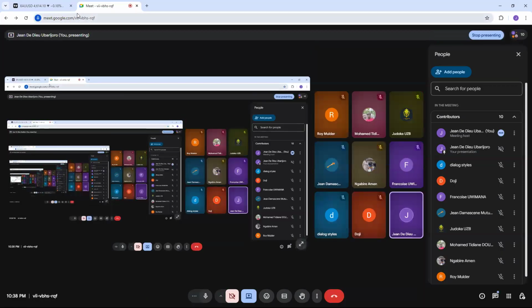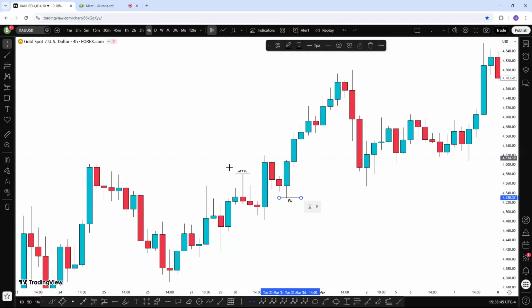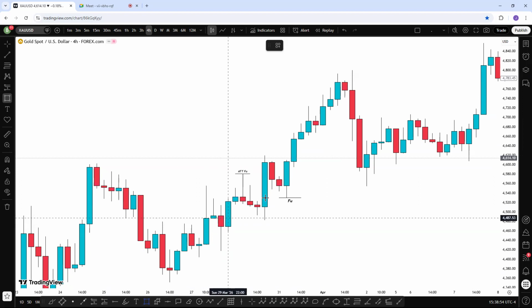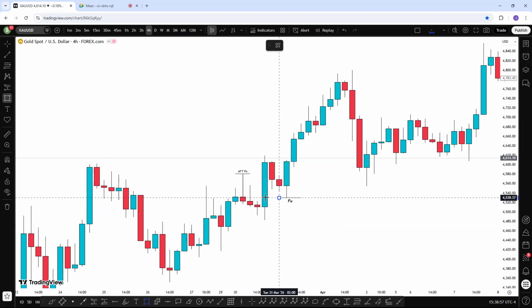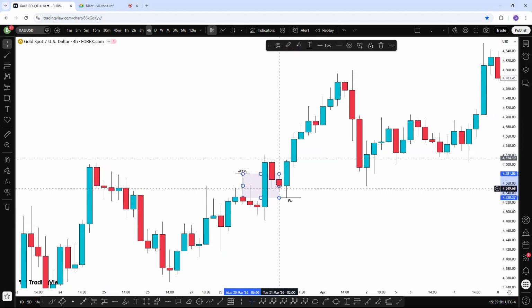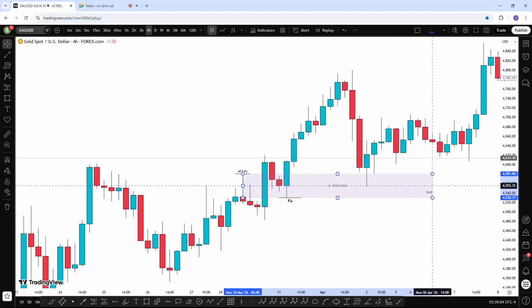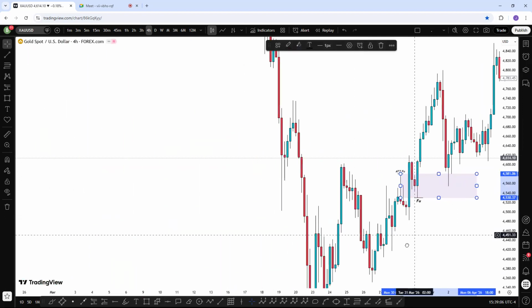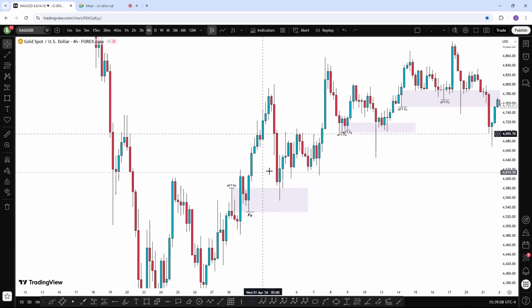Someone trying to join or someone is leaving. Okay, so FU was created around here. This is the inverted HS. From this low to this high, this is your HS zone. So if the market comes back inside this zone, it's likely going to reject.